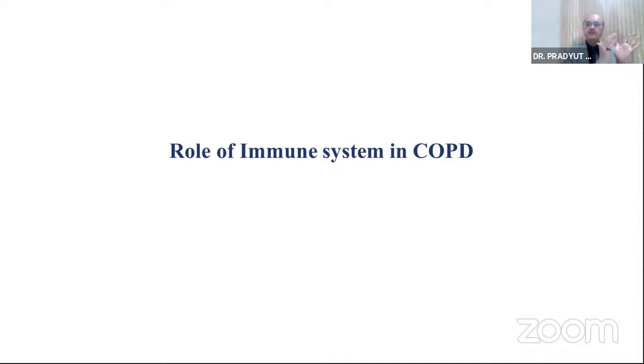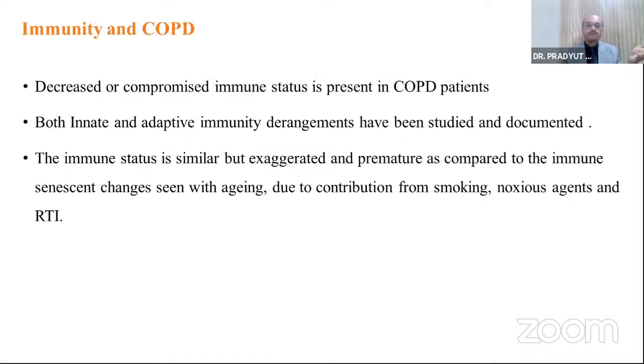Now we change gears. We move on from the prevention of recurrent respiratory infections to the adult population. That is the role of the immune system in COPD. COPD, we all know, is almost the third leading cause of death, slowly going to be jumping to the second leading cause of death all over the world. And in India, they say about 35 million people are suffering from COPD as of now.